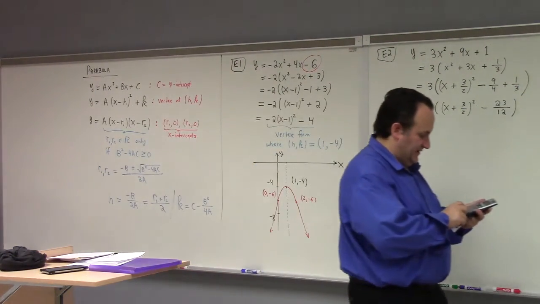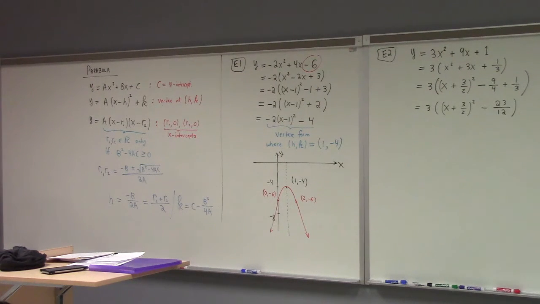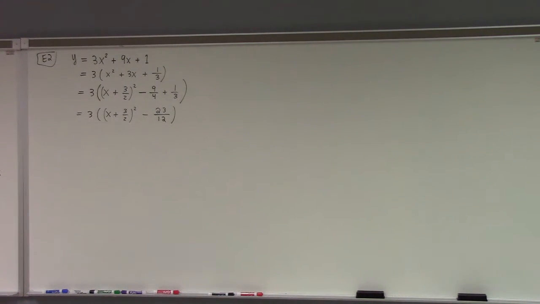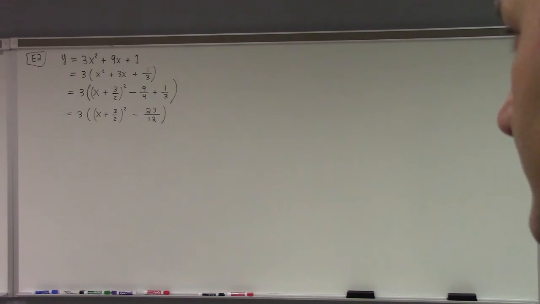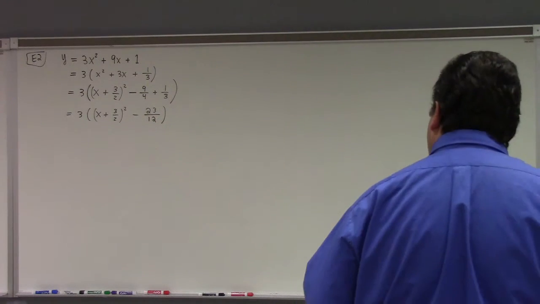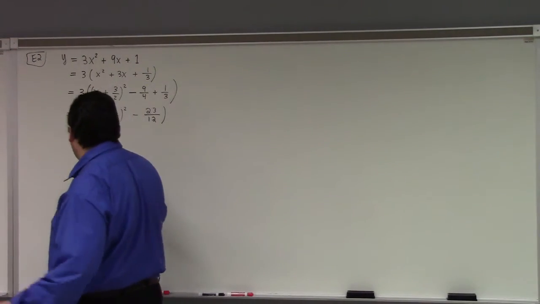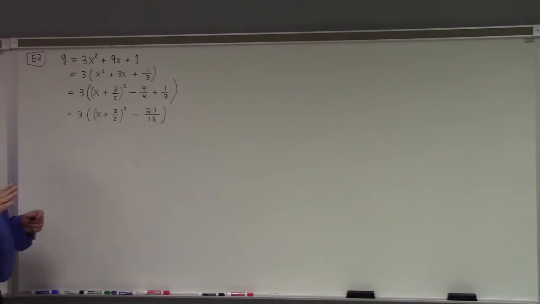Let's see here. -9/4 plus 1 divided by 3. Yeah, -23/12. So then what? Well then, to see the vertex, there's a couple different ways we can go here, right? There's a couple different paths to take here.